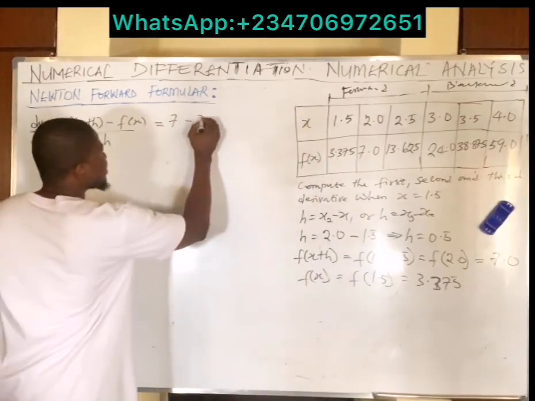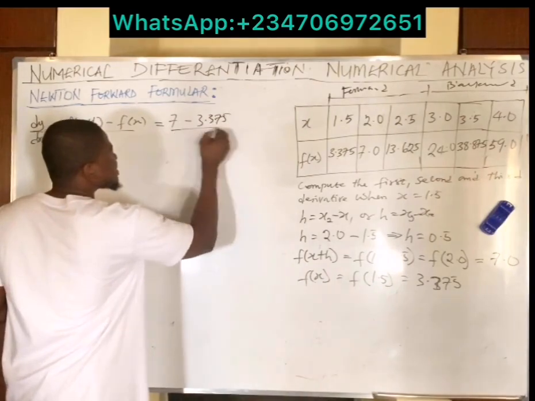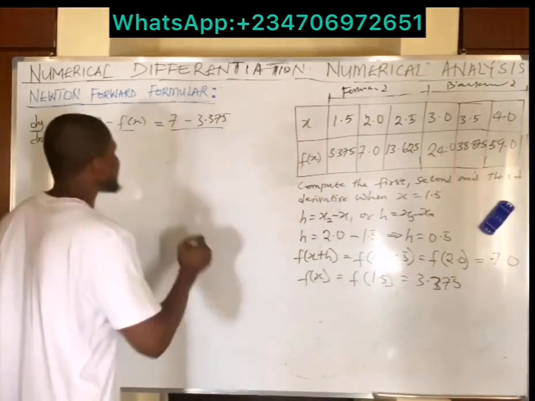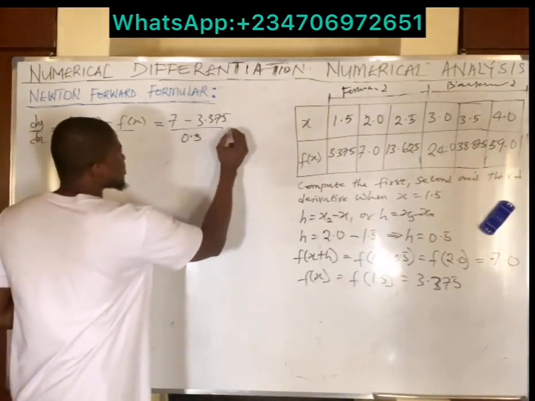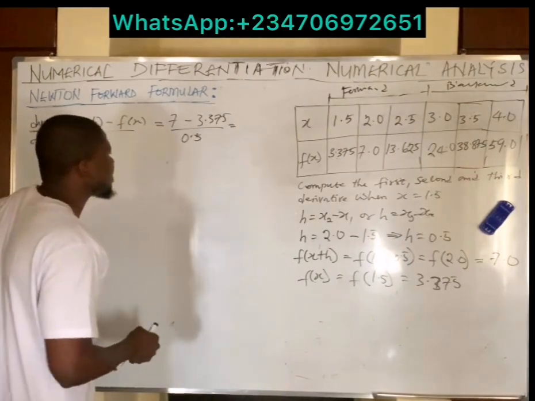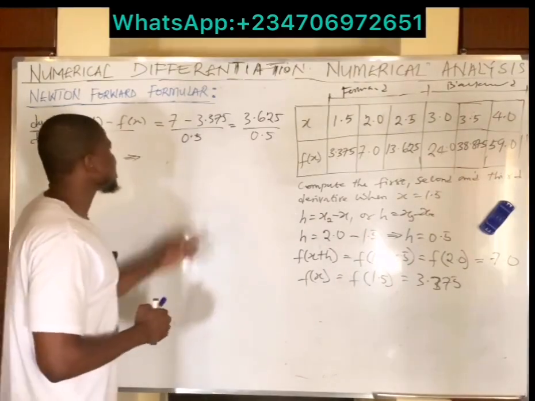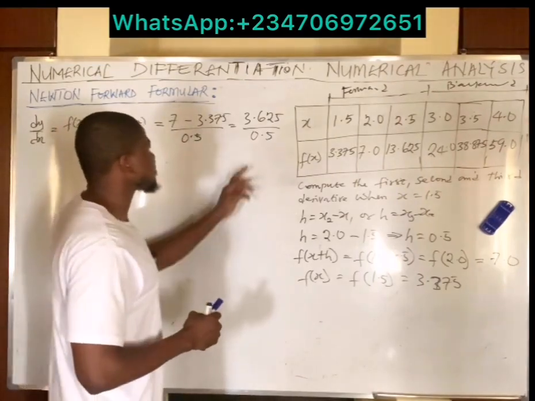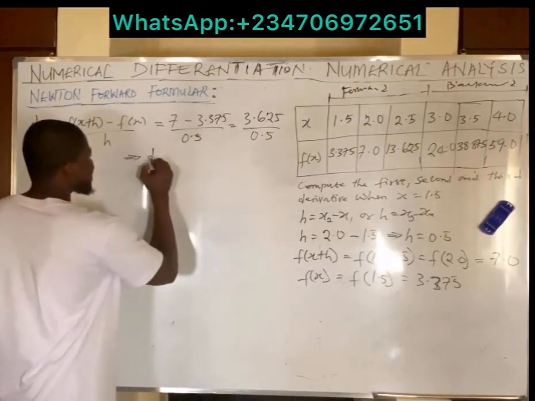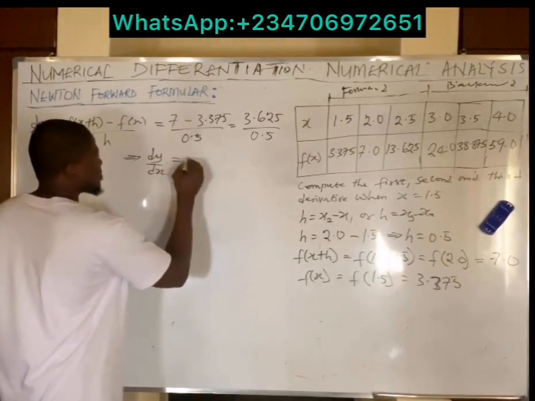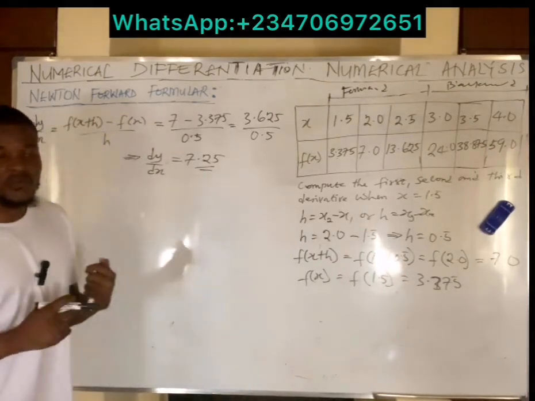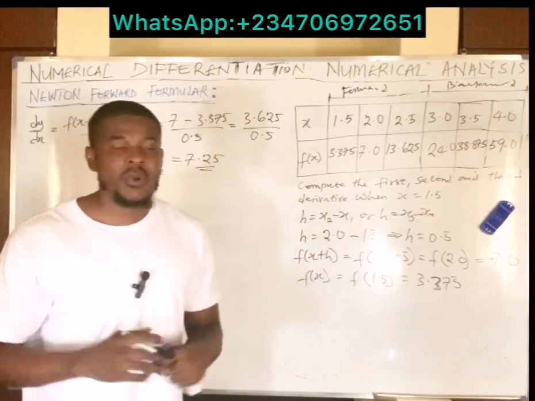So 7 minus 3.375 divided by h, and h is the interval from the question we obtained, 0.5. So divided by 0.5. So this is going to be equal to, let us find 7 minus 3.375 divided by 0.5. So 7 minus 3.375 simply gives us 3.625, divided by 0.5. This will give our first derivative to be dy over dx equals 7.25. So this becomes the first derivative approximation for that given question when x is equal to 1.5.